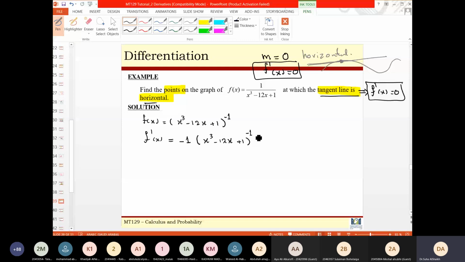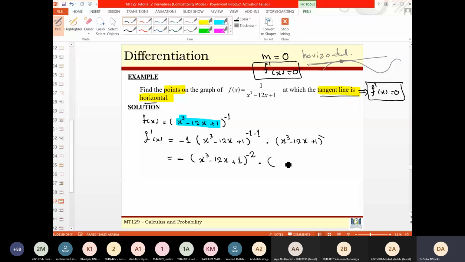Good? I'm not done. I have to multiply with the derivative of what is inside, this part. So I have to multiply with x^3 minus 12x plus 1 dash, the derivative of this amount. Let's do it. And minus 1, I can just write minus. This will be x^3 minus 12x plus 1 all to the power minus 2.